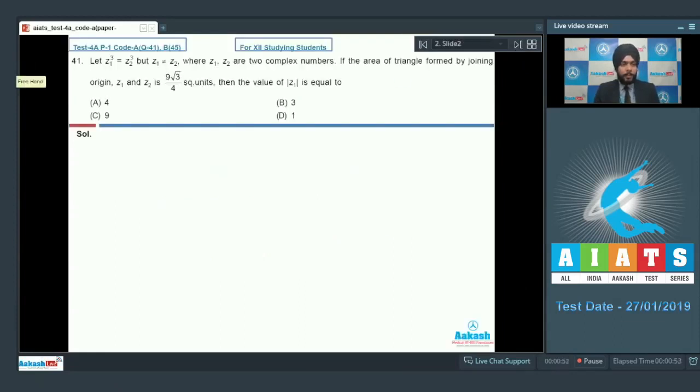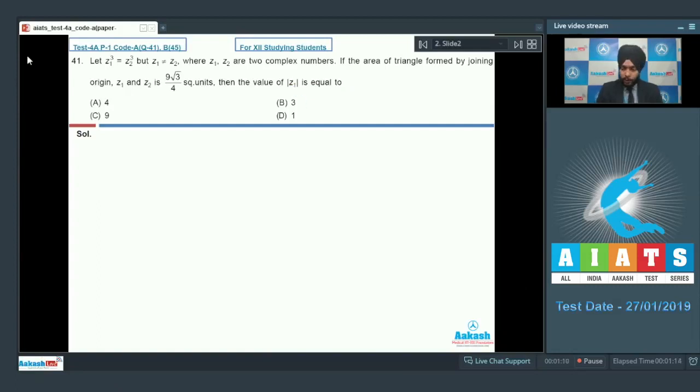Question 41, based on complex numbers, says that let Z1 cube is equal to Z2 cube but Z1 is not equal to Z2, where Z1 and Z2 are two complex numbers. If the area of the triangle formed by joining origin, Z1 and Z2 is 9 root 3 by 4 square units, then what is the value of modulus of Z1?